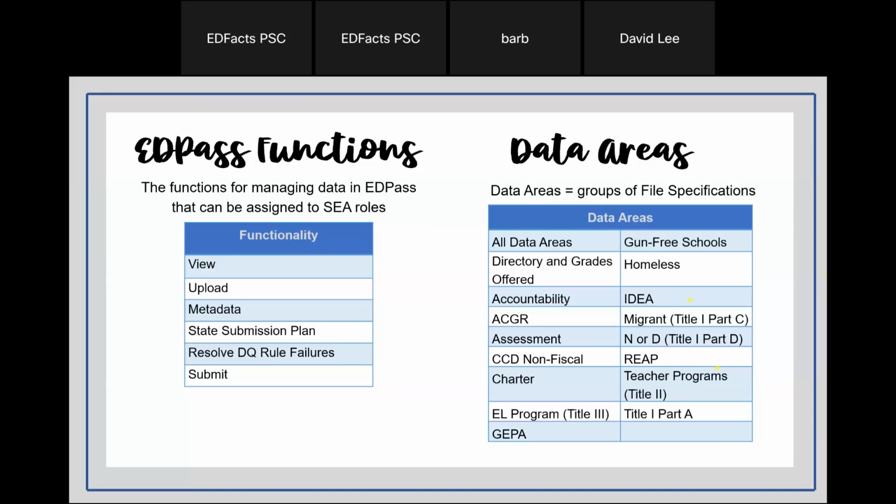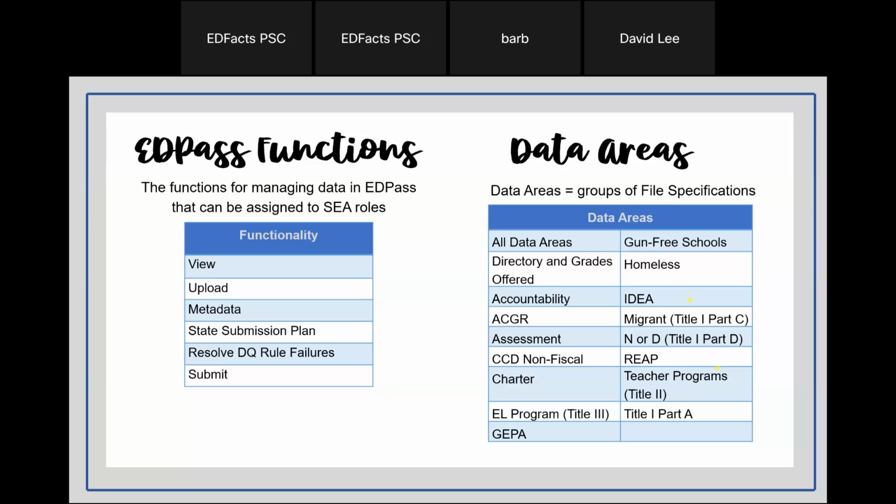So this information was sent out in the email that you all should have received last week. This is the functions on the left and the data areas on the right. The data areas are at a high level. In the email communication I sent you all, it lists everything out as every single file specification by data area. So both of these elements are required in order to create a role.